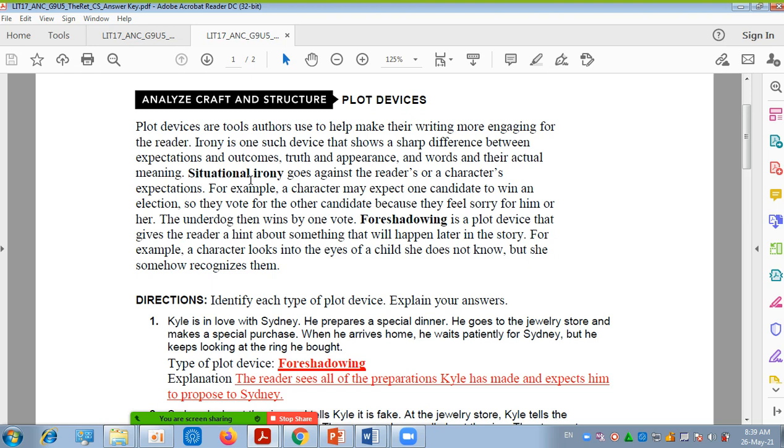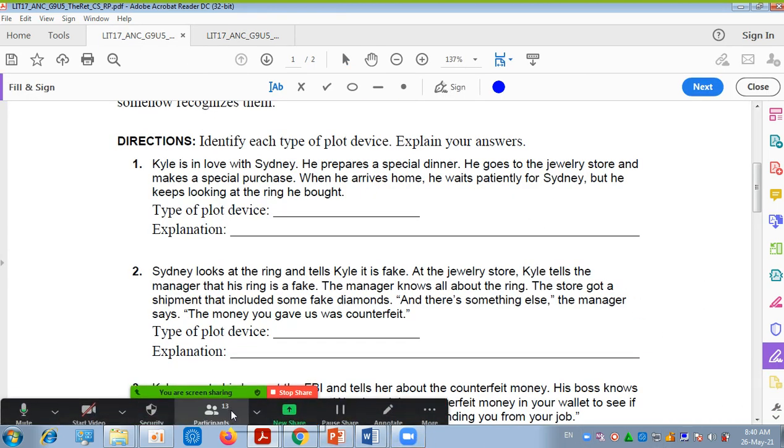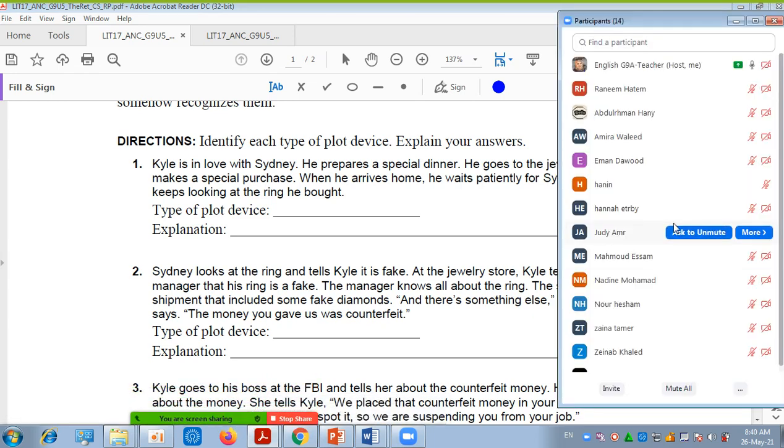The situational irony is that you are going to discover something unexpected, beyond your expectation. You'll make your mouth open and say, what? I don't believe that this happened. I didn't expect that at all. Let us first choose someone to read the second passage and discuss it. We'll discuss together what plot device is used here.